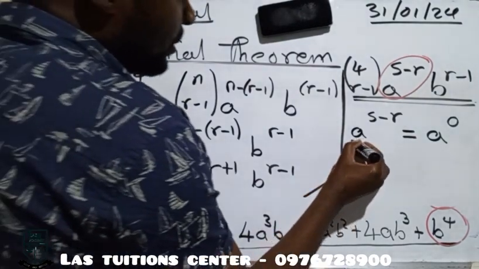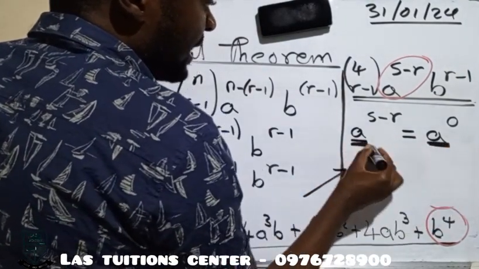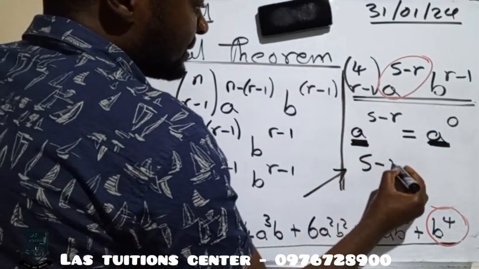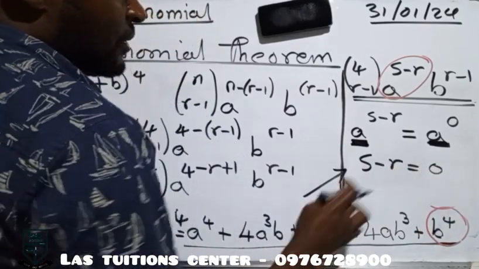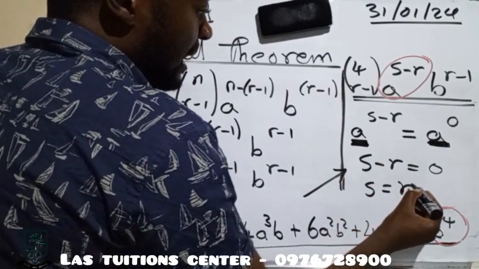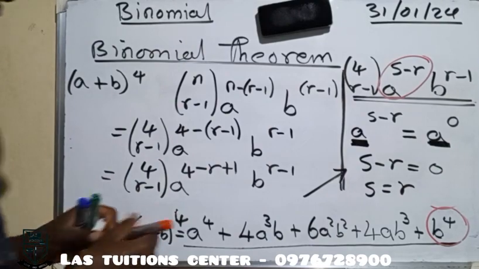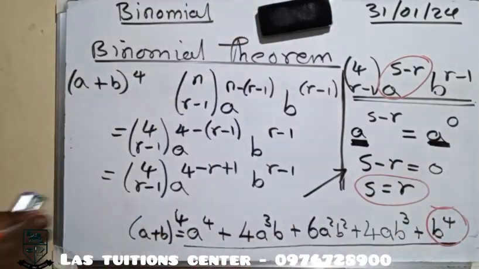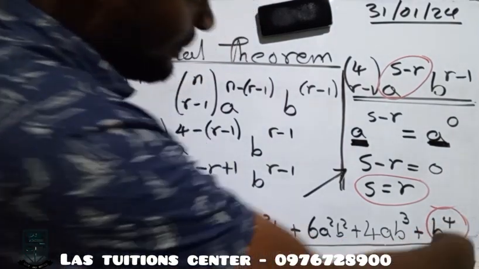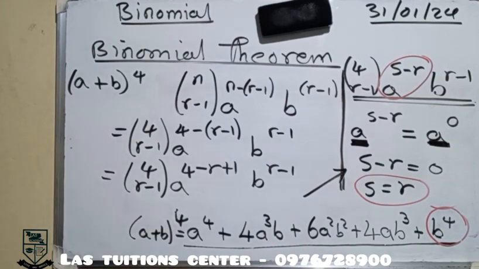So because the bases are the same, we equate the powers. So we're going to have 5 minus r is equal to 0. We take the r to the other side, and we are going to have 5 is equal to r. So the r we are dealing with is the 5th term. So r is equal to 5, simply telling us that we are dealing with the 5th term. And when we counted here, we had 1, 2, 3, 4, 5. Exactly where there is no a, or where a is to the power 0, it's on the 5th term.